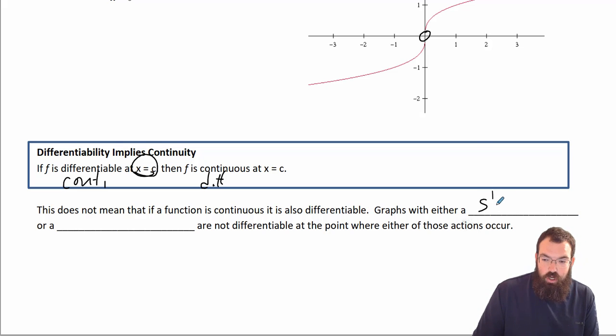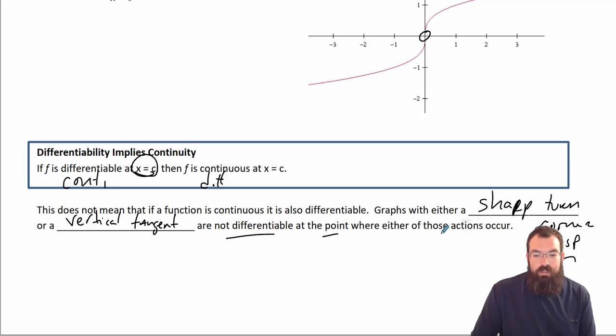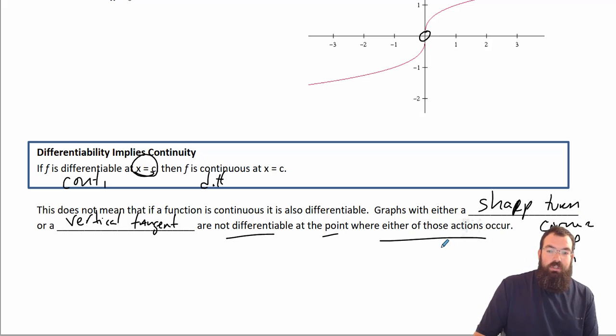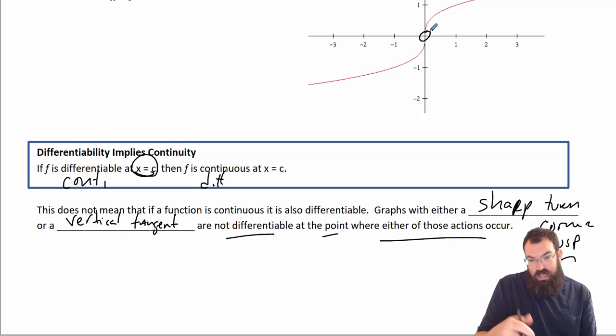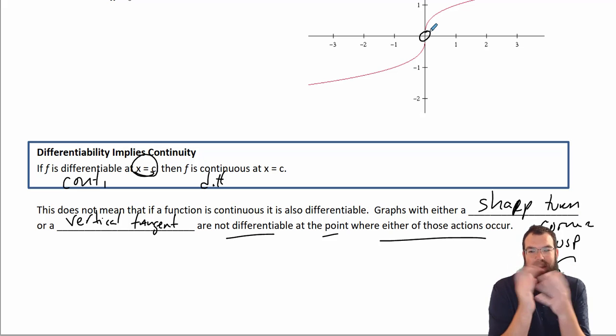Graphs with either a sharp turn, which we call a corner, or potentially a cusp, something that looks like that, or a vertical tangent are not differentiable at the point where either of those occurs. So in this case it was x equals 0 because that's where the vertical tangent happens, and the other one was x equals 2 because that's where the corner happened. We've got to watch out for that, and I know you guys will.